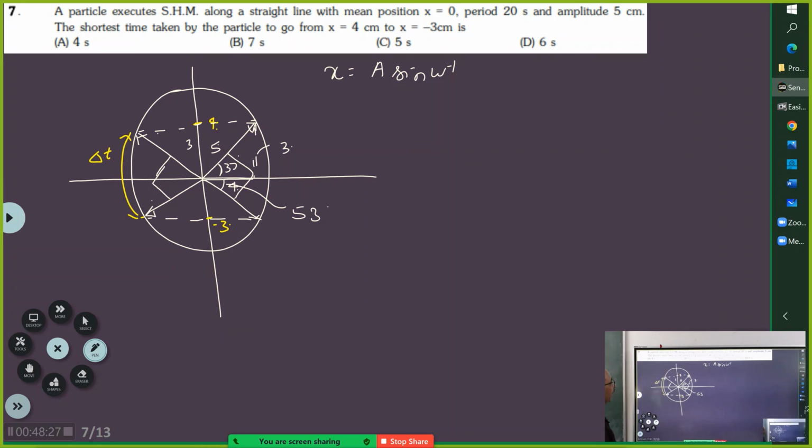If this is 90 degrees, then the time will be T by 4. So if the time period is 20 seconds, divided by 4 it gives you 5 seconds. That is the option. It will take 5 seconds to go from here, because the time period is T, so for 90 degrees it will be 5 seconds. Just read the problem: these are the only possibilities, and they said shortest time.